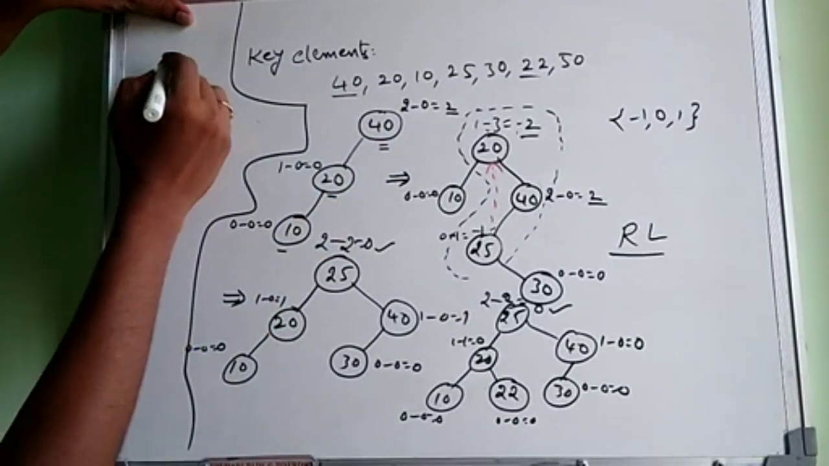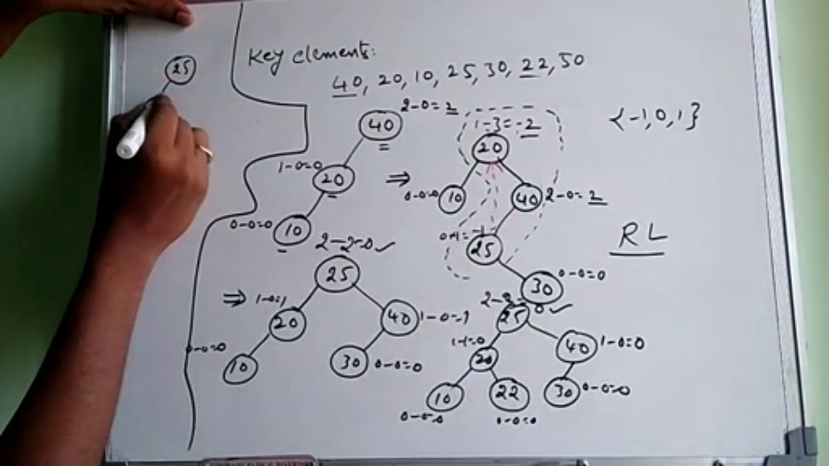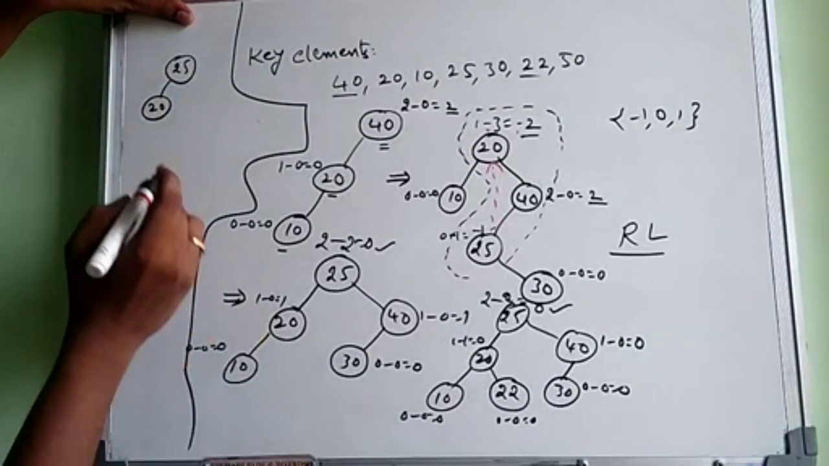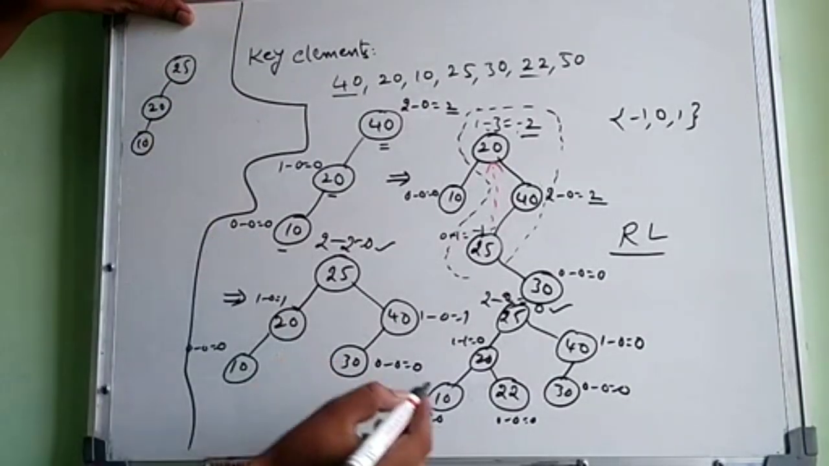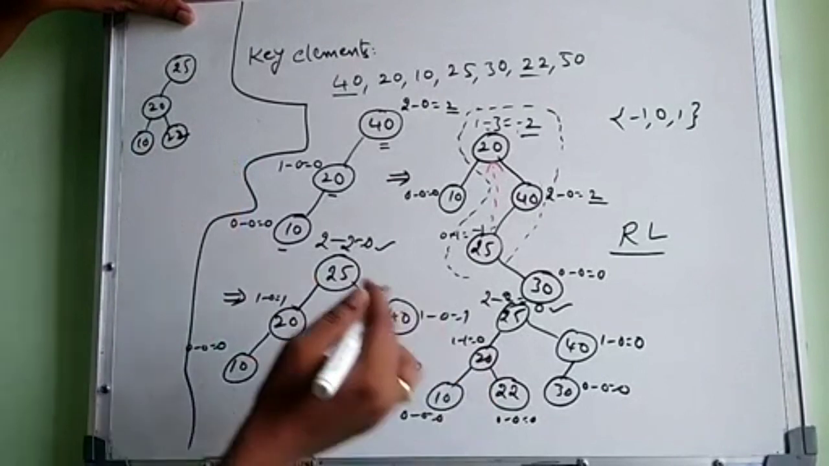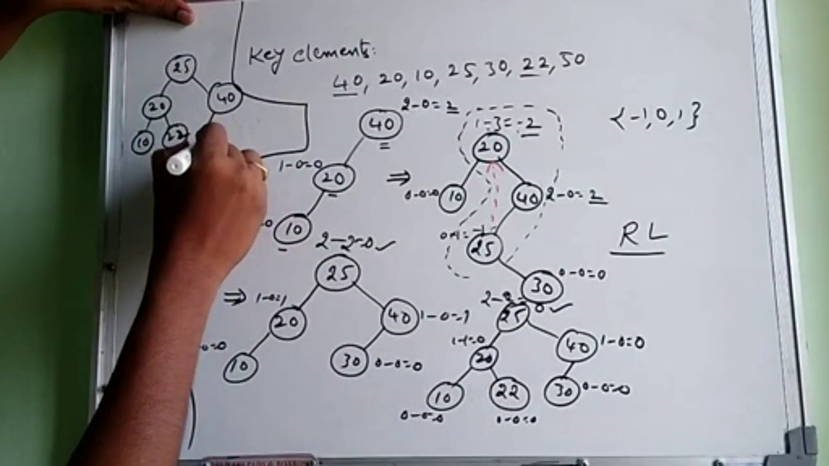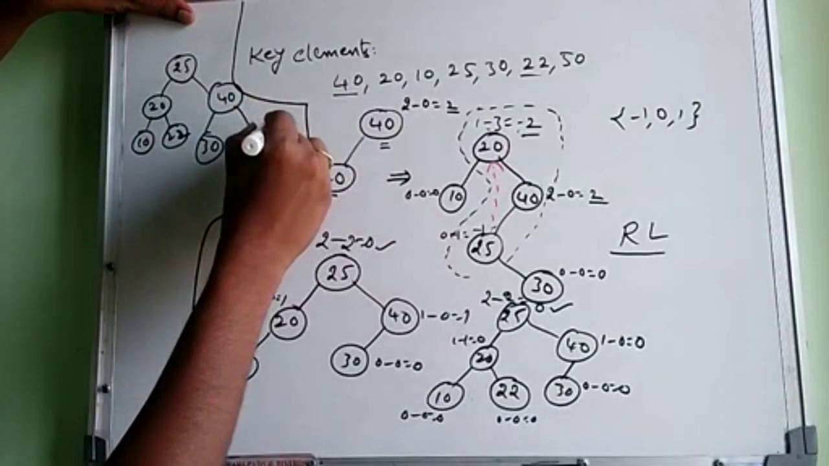Okay, the previous tree is 25, 20, 10. I will write the figure here. 22, 40, 30. Where you can add 50.